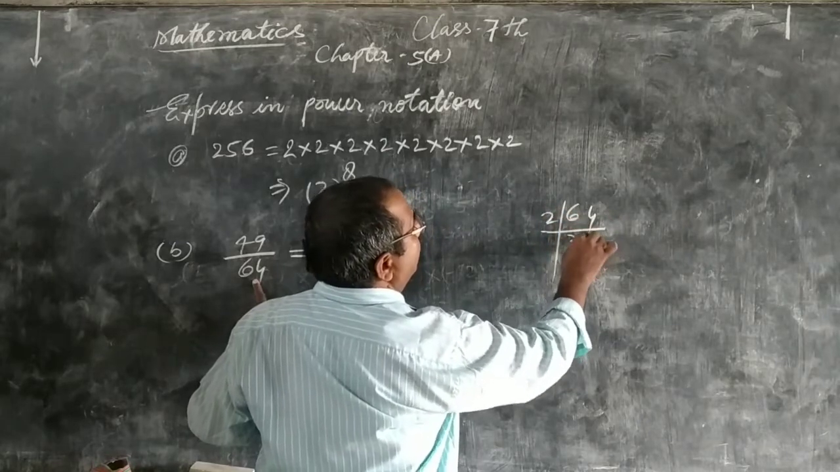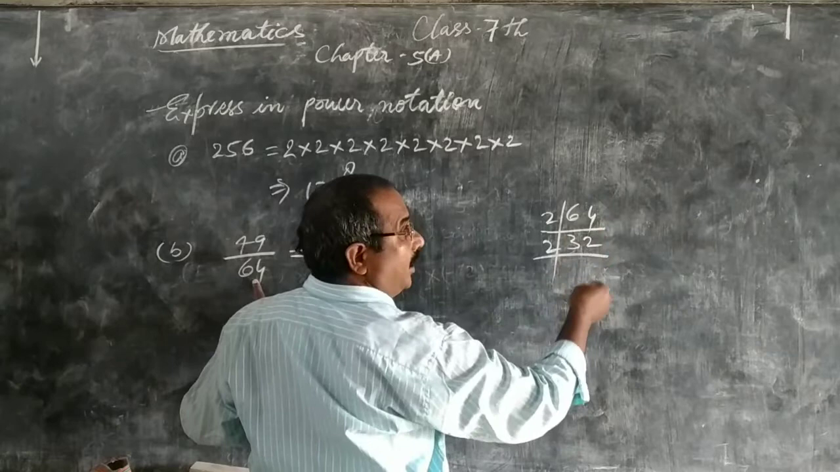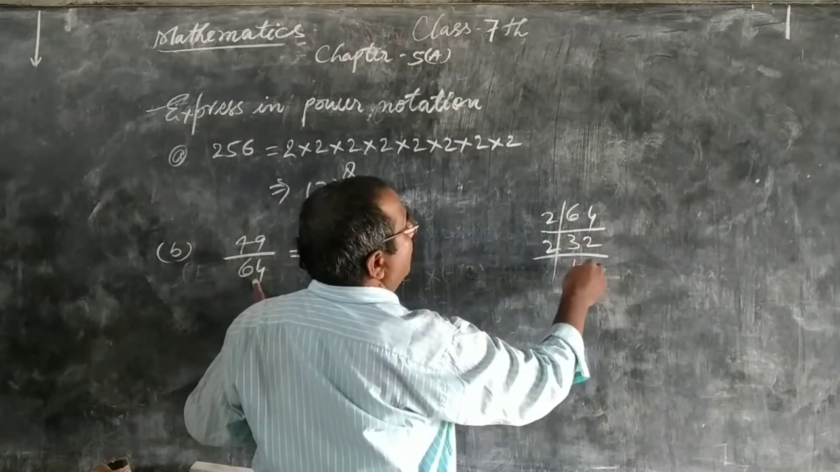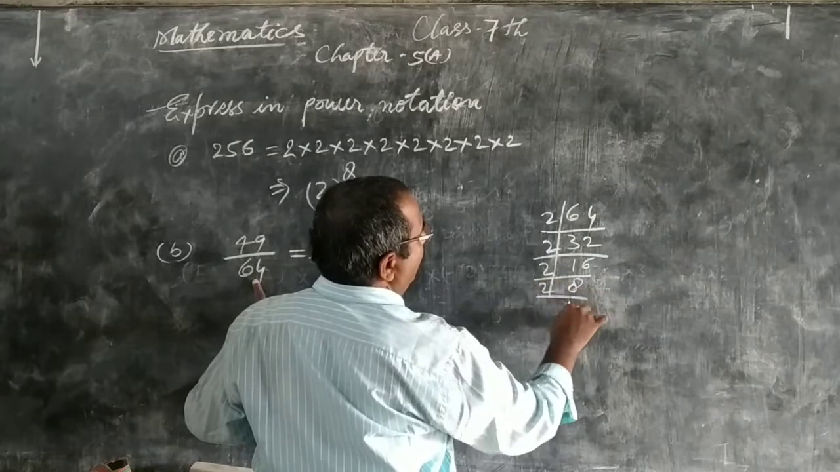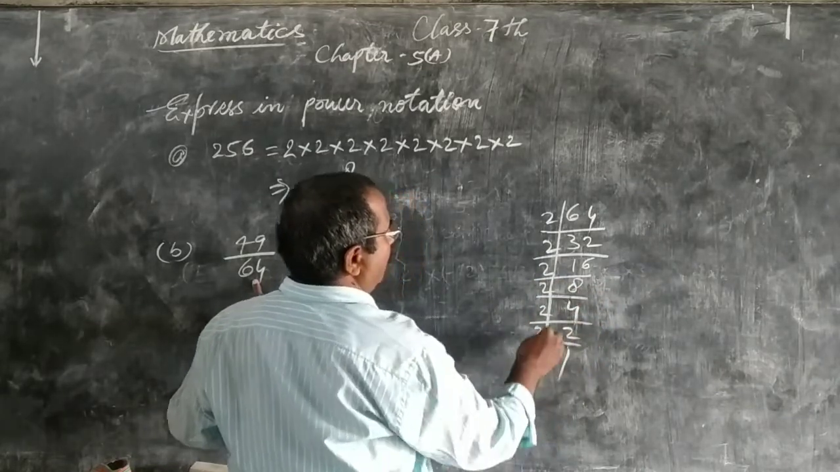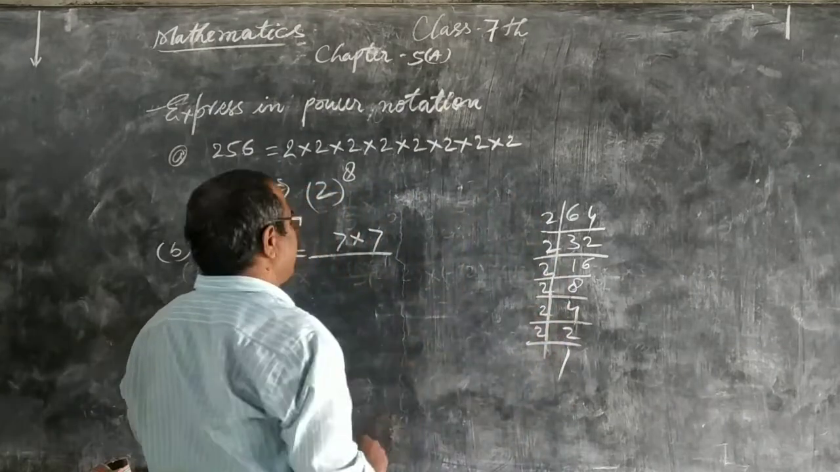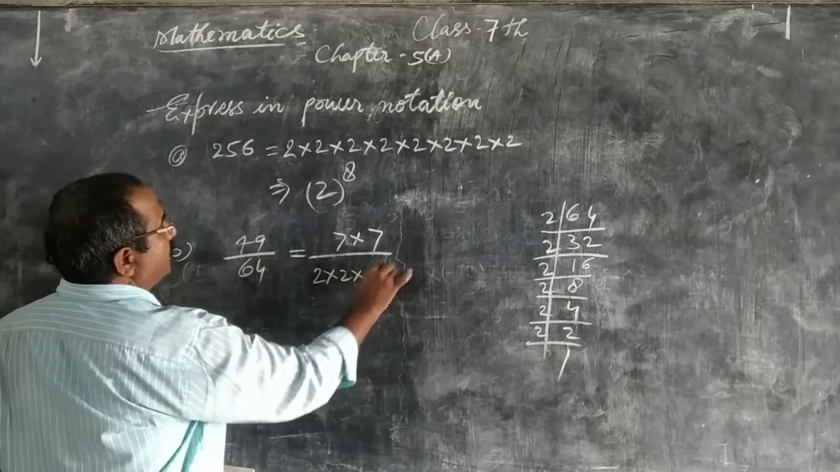So 2 3 are 6, 2 2 are 4, just like you have done in the previous question. 2 1 are 2, 2 6 are 12, 2 8 are 16, 2 4 are 8, 2 2 are 4 and 2 1 are 2. How many times? 6 times. So here you can write 2 up to 6 times.